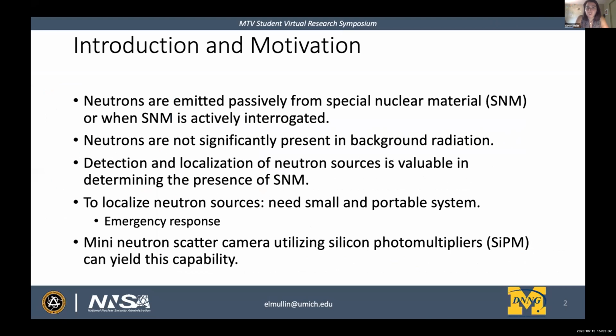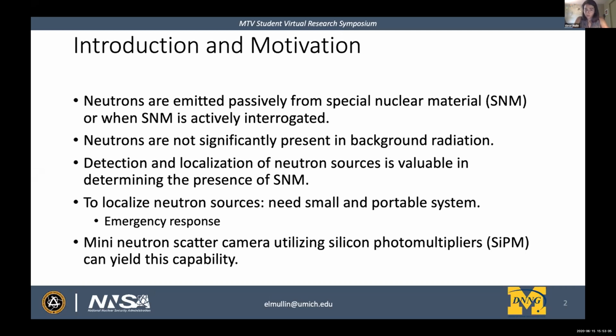We know that neutrons are emitted from special nuclear material, or SNM, either passively or when this SNM is actively interrogated with other forms of radiation. We also know that neutrons are not significantly present in the background radiation like gamma rays. So when we detect neutrons, we can be pretty sure that we're also detecting the presence of SNM, which is why detection and localization of neutron sources is really valuable for determining the location of SNM.